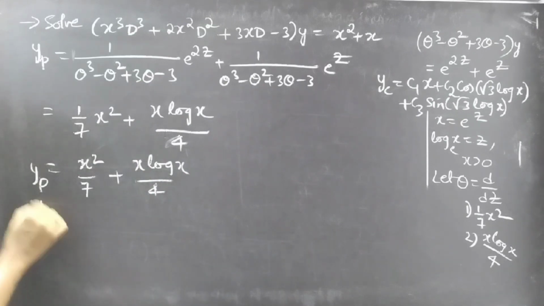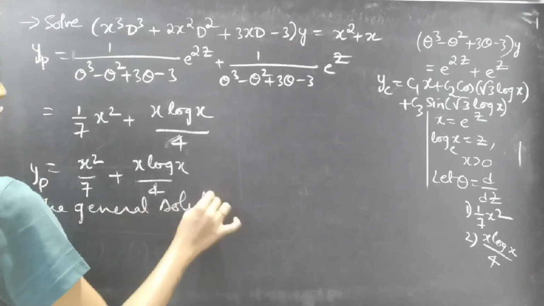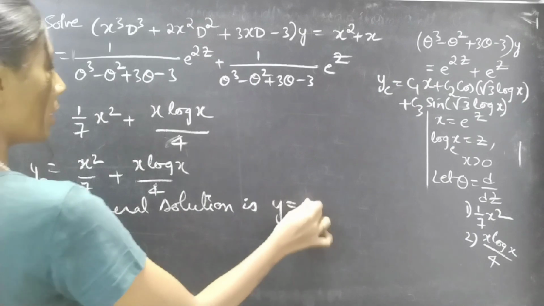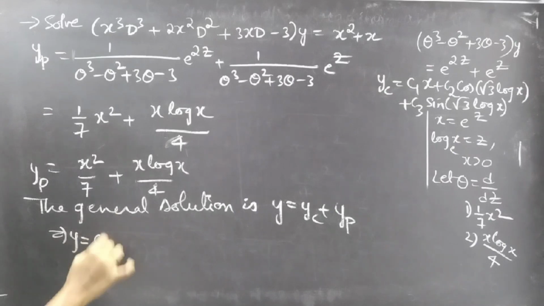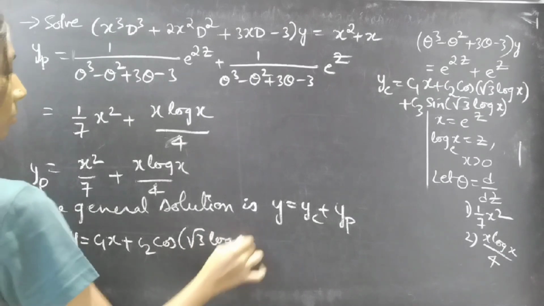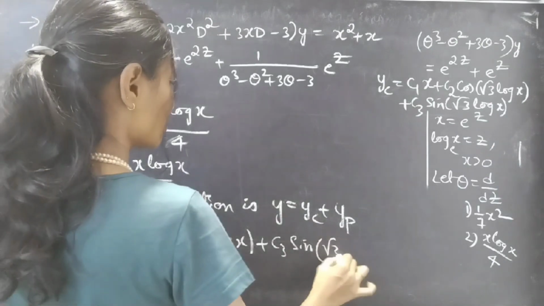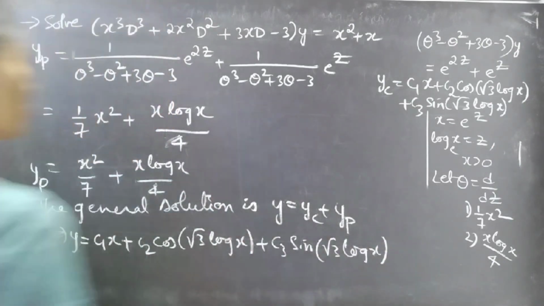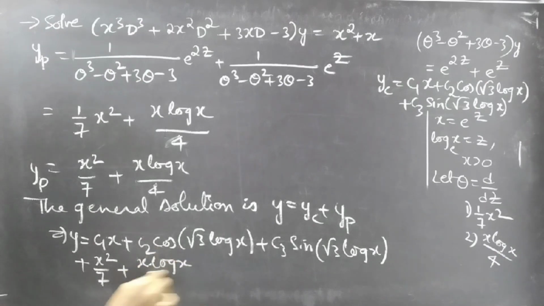Let's now write the general solution. The general solution is given by y equals yc plus yp. Then y equals yc, we have c1 x plus c2 cos of root 3 log x plus c3 sin of root 3 log x, plus yp, plus x square by 7 plus x log x by 4. This completes the problem.